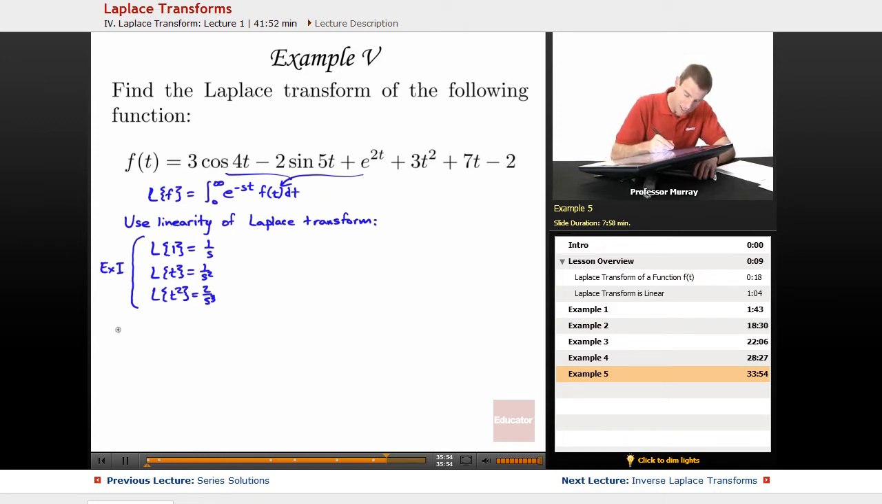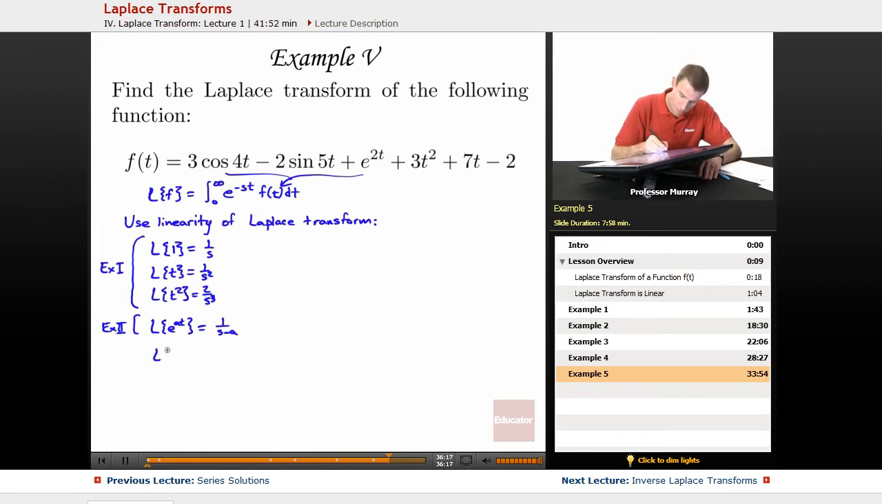L of e to the at is 1 over s minus a. So that, I believe, was example 2. So you might want to go back and check that out if that doesn't look familiar.